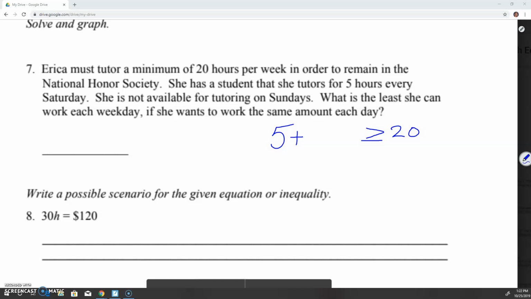So she tutors for 5 hours on Saturday. She does not tutor on Sunday. How many days of the week are left?